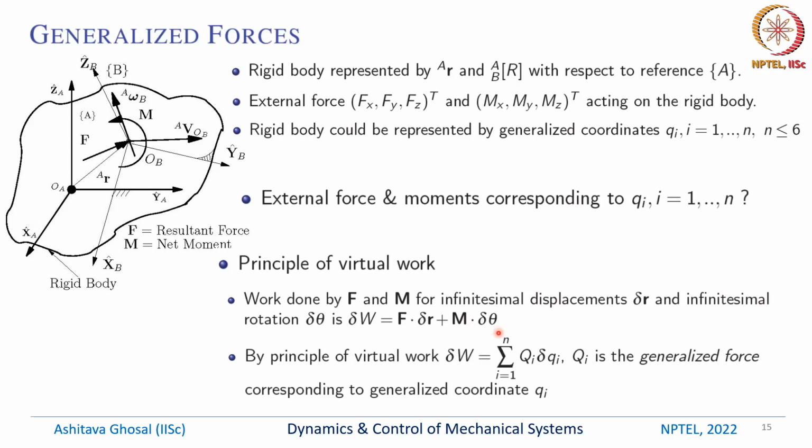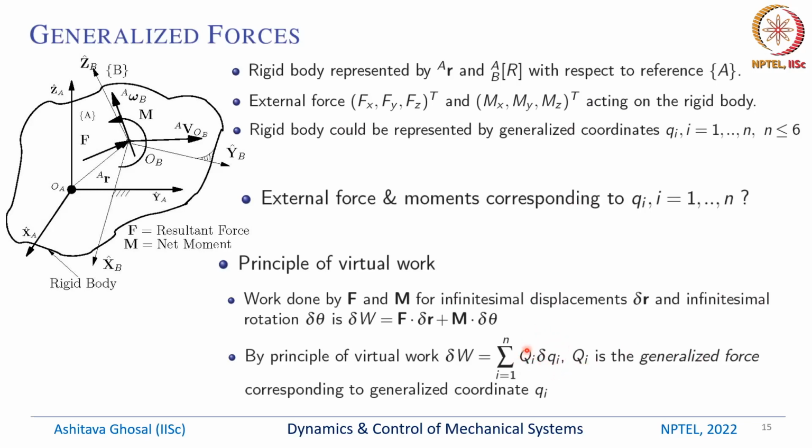This is the usual formula of work. And this is the expression delta W. So this is a scalar. We are taking two dot products on the right hand side. This is a scalar. So by the principle of virtual work, what we will say is this delta W is same as Qi delta qi. So Qi's are the generalized forces, delta qi are the generalized coordinates.